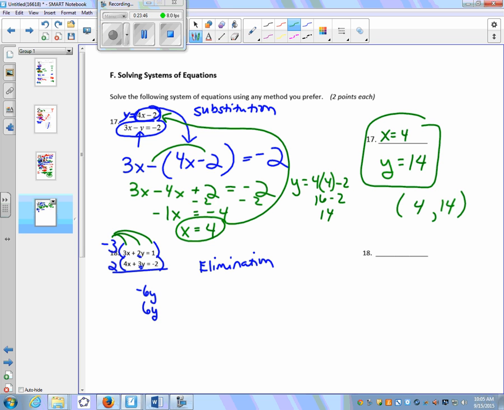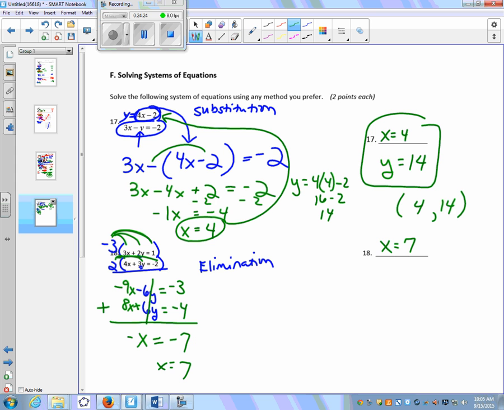So negative 3 times 3x is negative 9x. And then negative 3 times 2y is negative 6y equals negative 3 times 1 is negative 3. And then 2 times 4x is 8x plus 6y equals a negative 4 when we distribute all the way through here. Add these together. The y's cancel. I get negative 7 equals negative 9x plus 8x is a negative x, 1x. So x is 7.